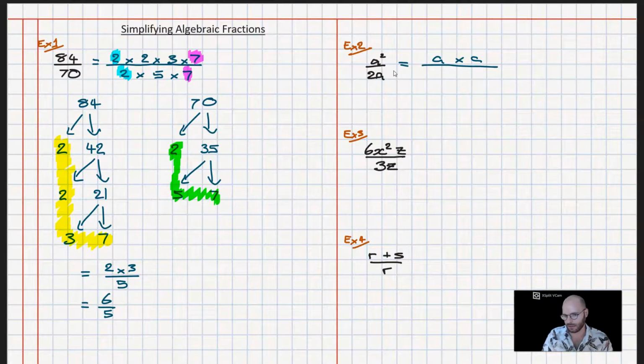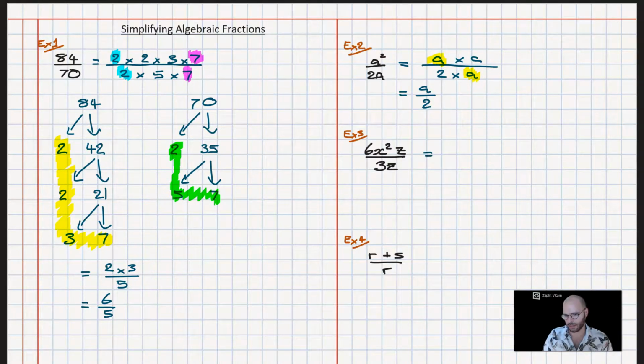Then we've got down in the denominator 2a. So 2 times a. I get my highlighter and I collect like for like. So we have a single a here and a single a here. I'm going to rewrite the fraction, ignoring what I highlighted. So that's going to become a over 2. Done. So a squared over 2a can be rewritten as a over 2.